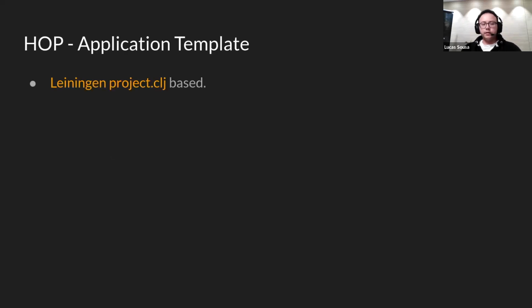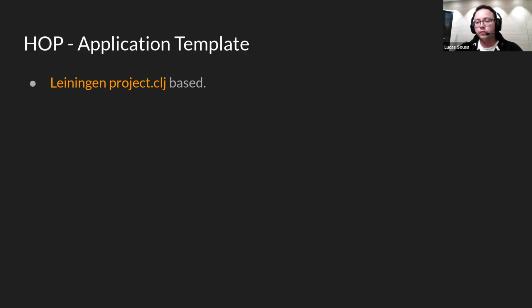Okay, so the application template, or the project template. Depending on what you configure, you can get more or fewer things, but there are certain things that are very basic for Hop, and they are essential and will always be there. That is essentially what the core profile brings. And the first thing is that the project has the build tool as Leiningen.